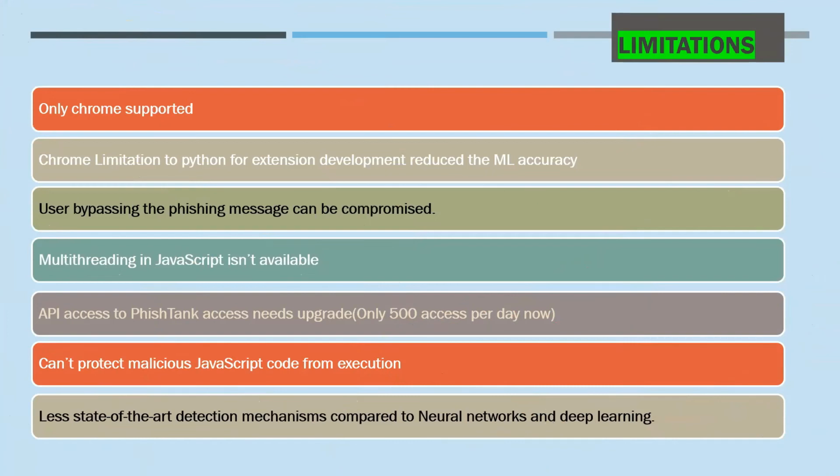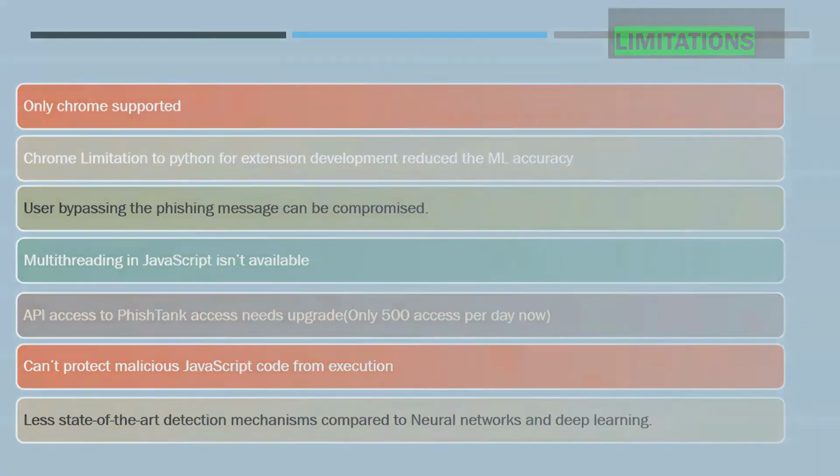Here come the limitations. Some of the limitations are it only supports Chrome. Google Chrome has limitations with Python. User bypassing the phishing message can be compromised. Multi-threading in JavaScript is not available. API access to PhishTank needs to be upgraded. They can protect against malicious JavaScript code execution. They are less advanced compared to neural network and deep learning.